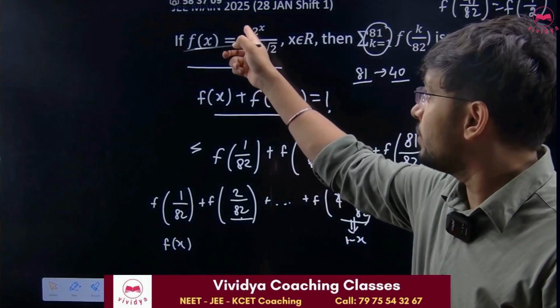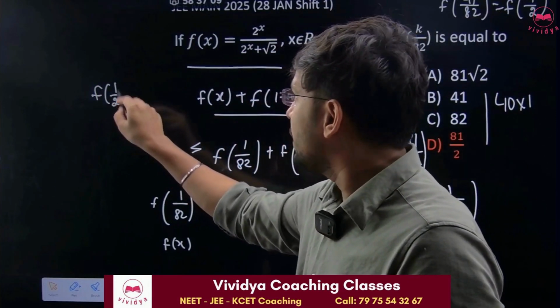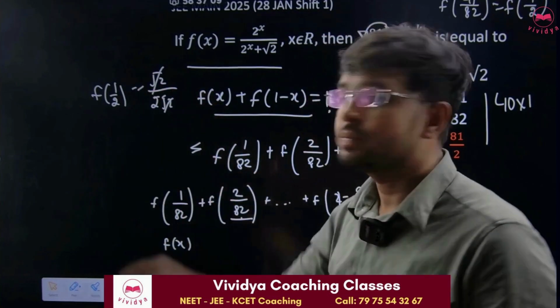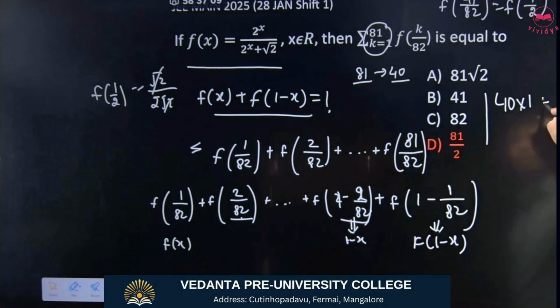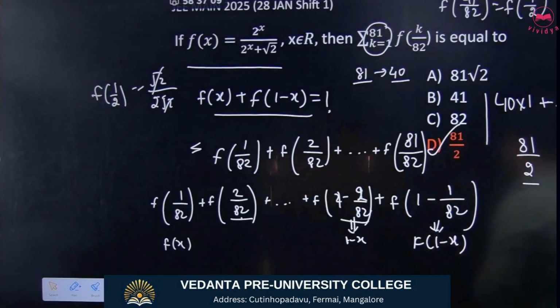So, if I put in f of 1 by 2, what is f of 1 by 2? f of 1 by 2 is going to be root 2 divided by 2 root 2, which means 1 by 2. So this value will be 1 by 2. So, as we can see, this answer is going to be 81 by 2, which is option number D. Thank you everyone.